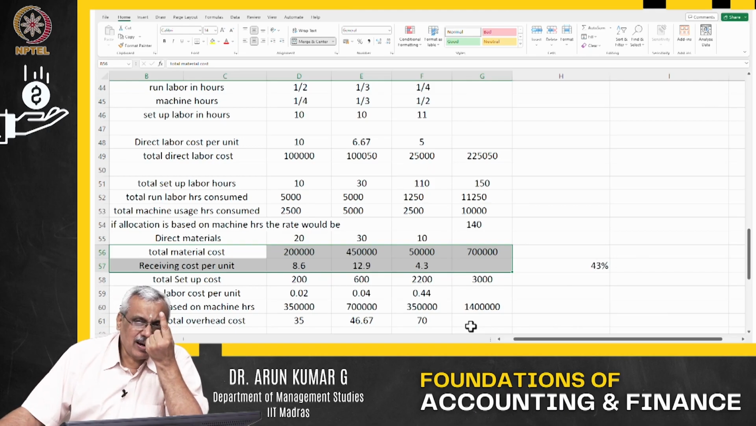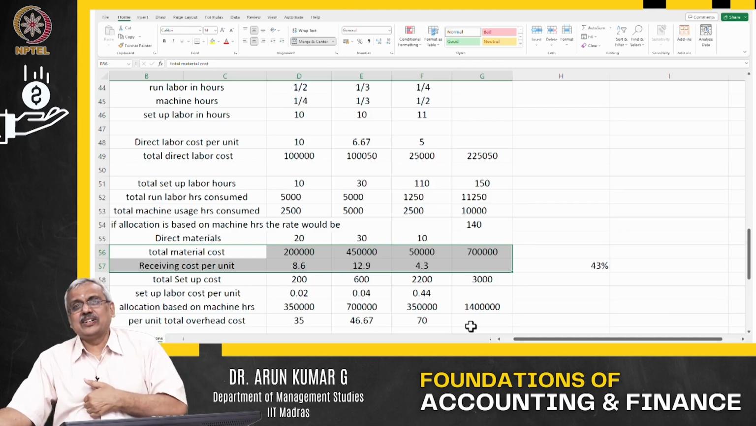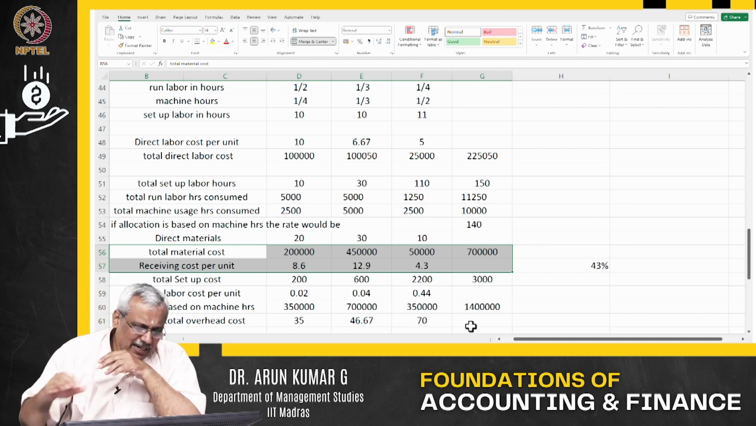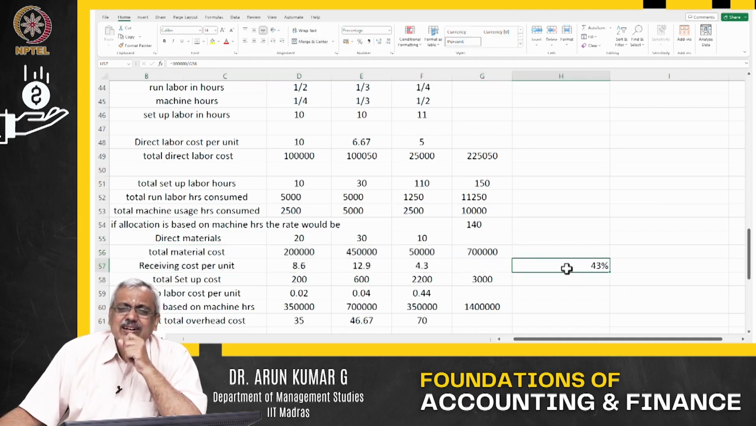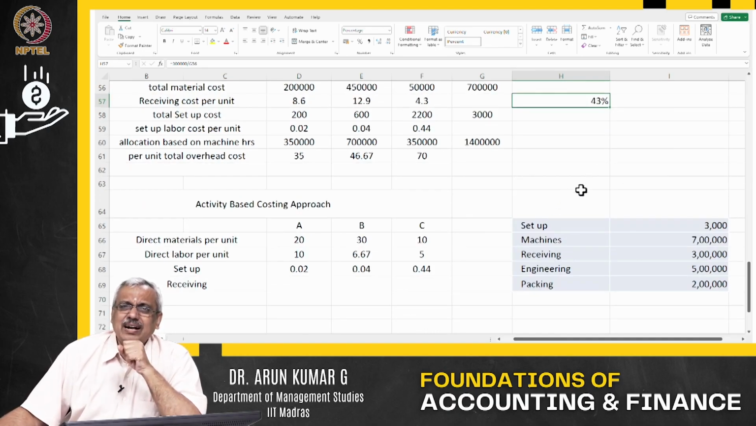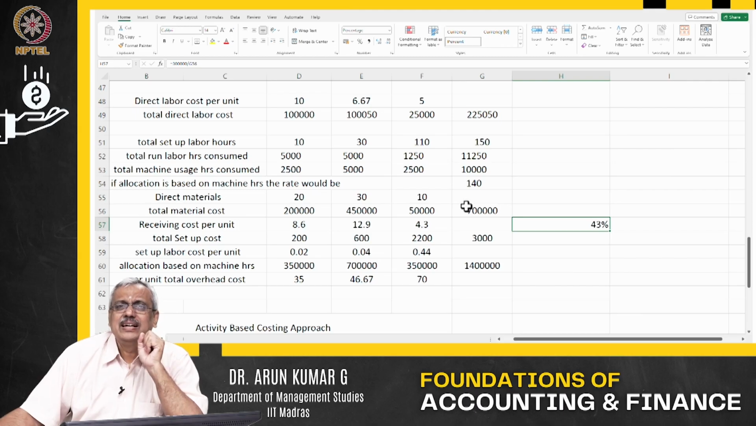Imagine I might receive a small component but the cost might be huge, or I might receive a huge component and the cost might be relatively low. So the cost of the material may not have anything to do with receiving. Then what will have a relationship? The number of times I receive, and the number of components I receive, will have a significant impact.